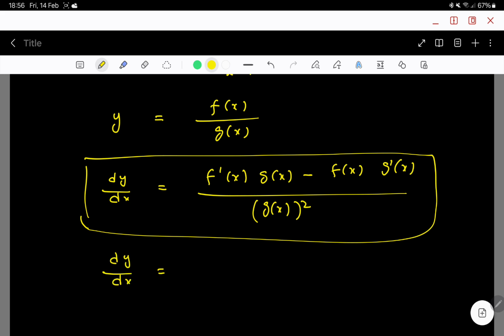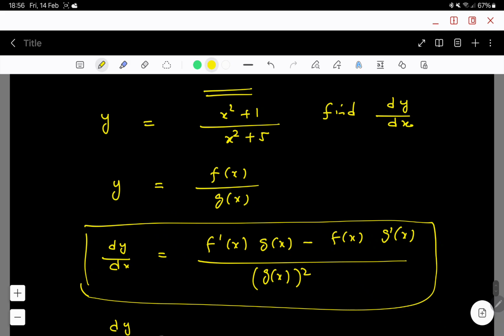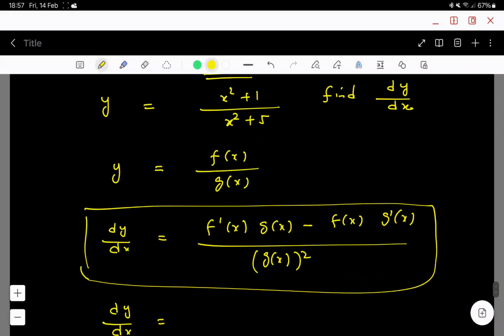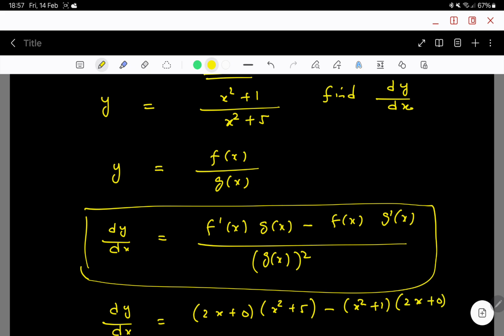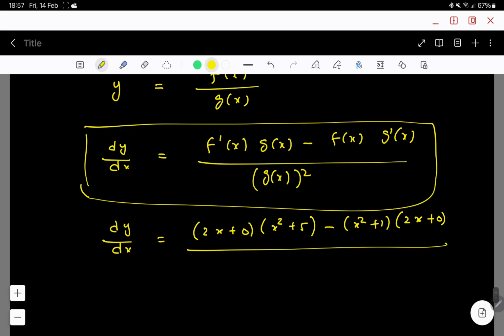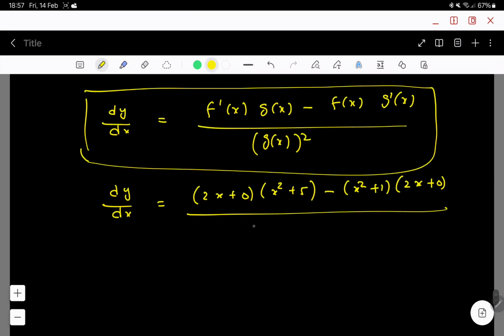dy by dx. So first differentiate, here f of x is x square plus 1 and g of x is x square plus 5. Differentiate f of x. So differentiation of x square plus 1 is 2x plus 0. Okay, write g of x as it is, x square plus 5 minus, write f of x. Differentiate g of x, x square plus 5, that is again 2x plus 0, divided by x square plus 5 whole square.